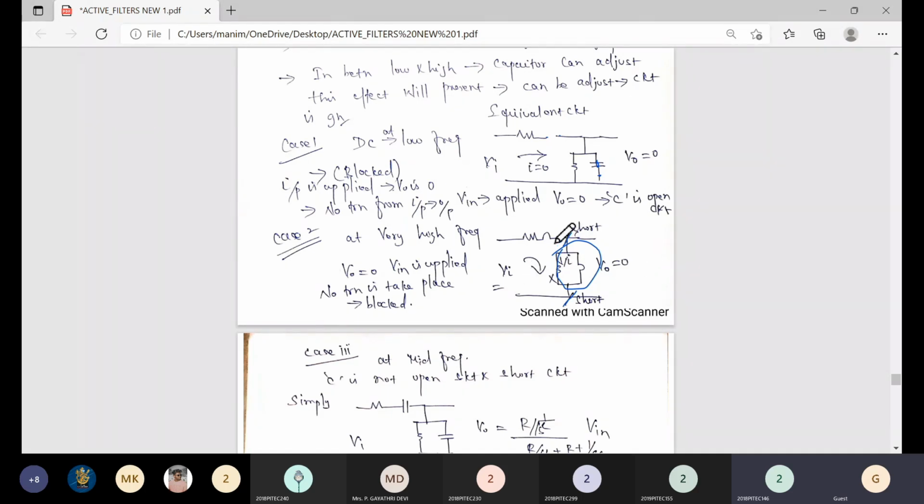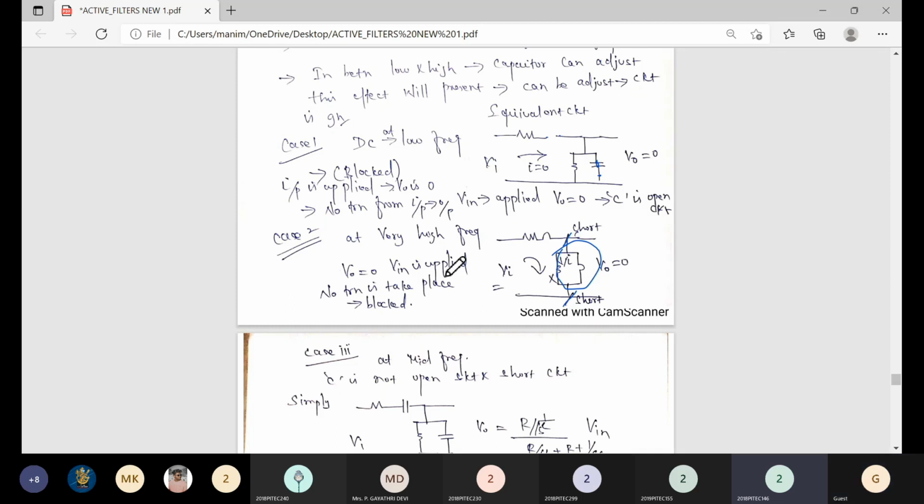Here, because it is a short circuit, no current flows to this circuit, right? So for high frequency also there is no transmission, it is blocked. Anyway, we analyze the low frequency and high frequency. For both frequencies there is no transmission.